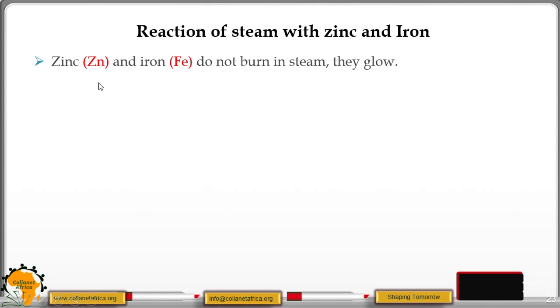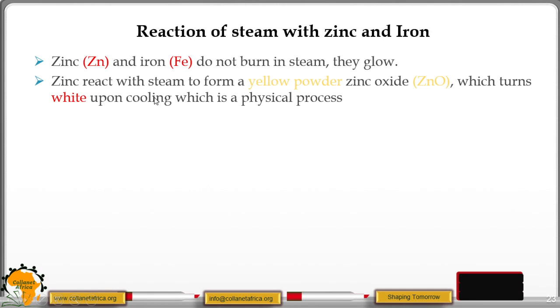Then the reaction with zinc: you're going to find that zinc and iron do not burn in steam, they just glow. Zinc reacts with steam to form a yellow powder, which is zinc oxide. Zinc oxide when hot is yellow, and it turns white upon cooling, which is a physical process. If you heat zinc oxide, you get a yellow solid. Then if you cool that yellow hot solid, it turns white. Remember, it's still zinc oxide, and that's why it is called a physical process. You're just changing the state.